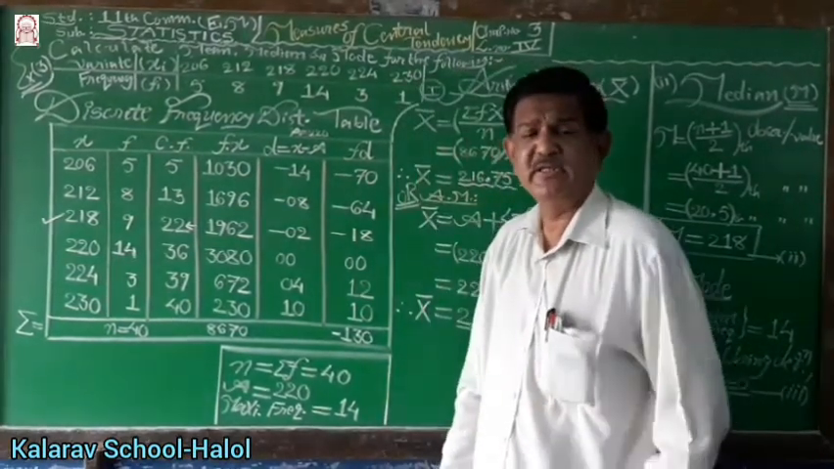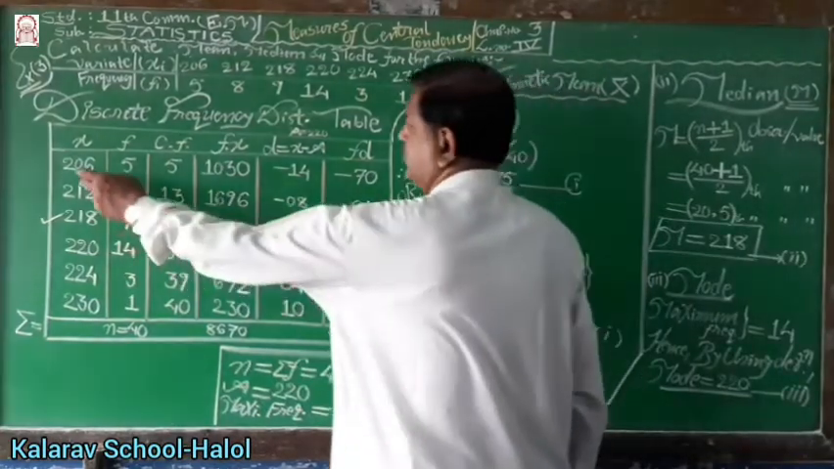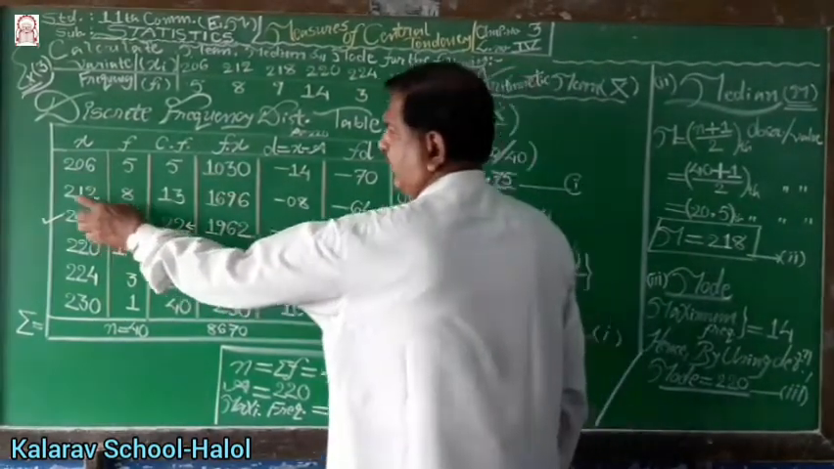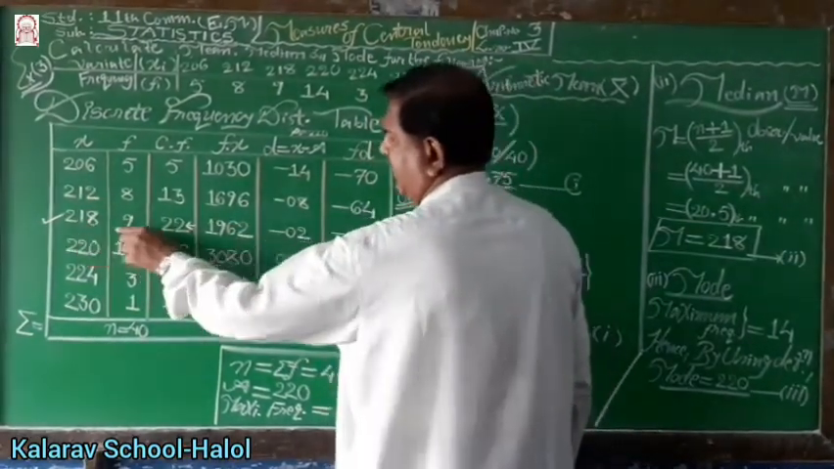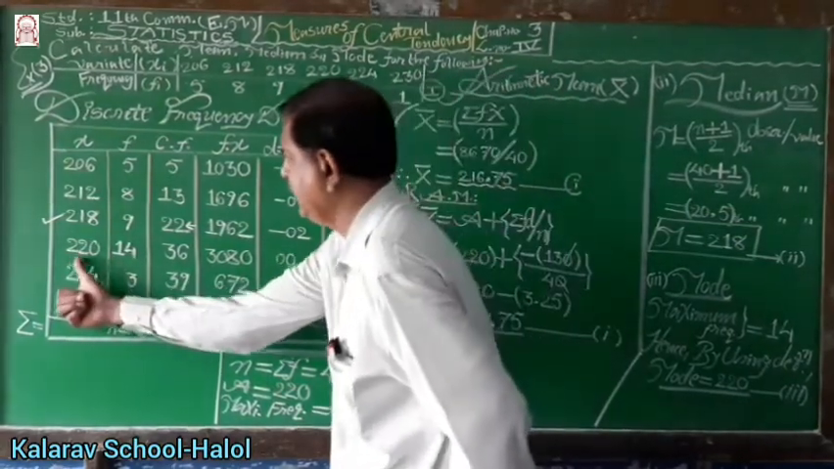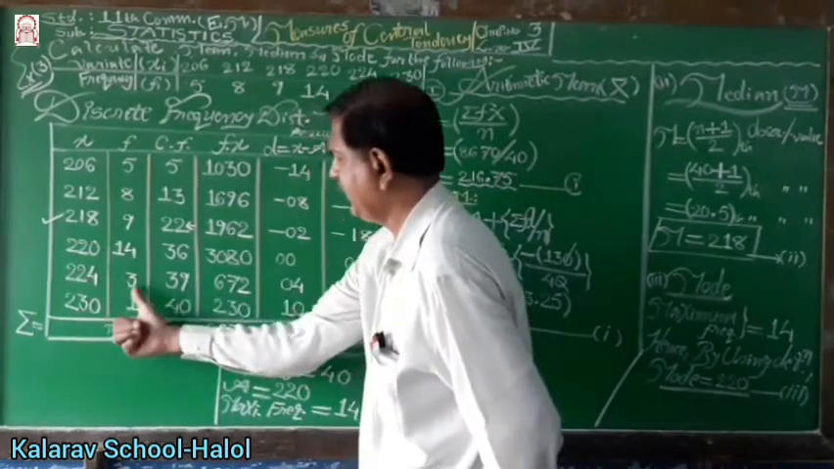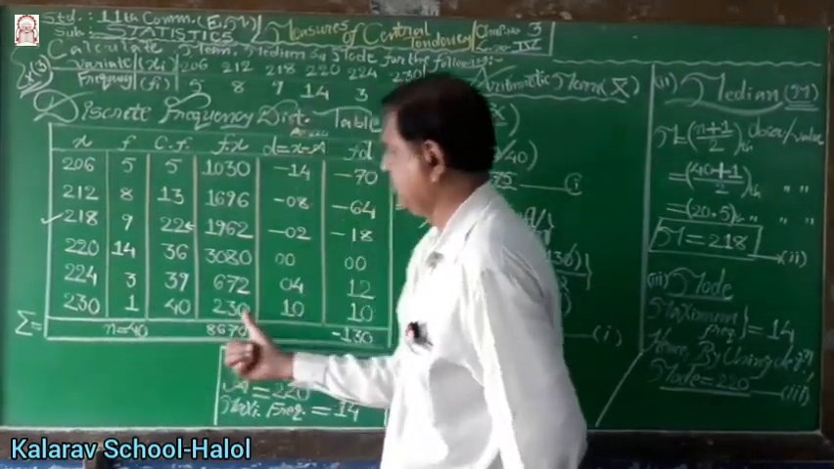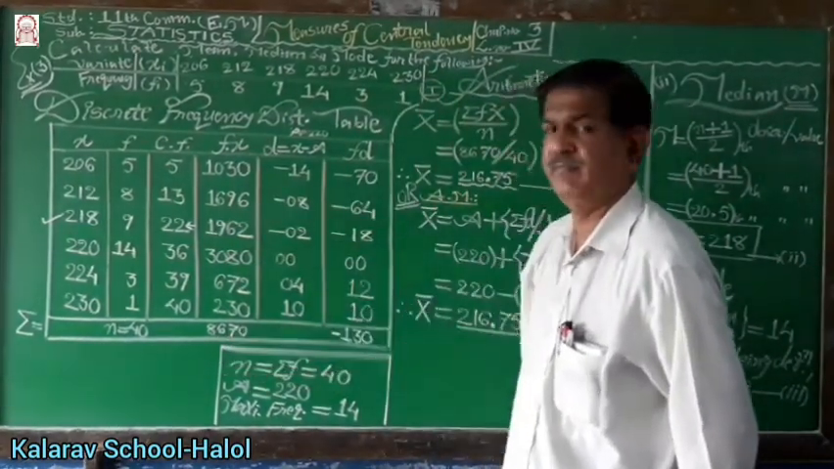Then product means multiplication of F and X. F into X: 206 multiplied by 5 is 1030. 212 multiplied by 8 is 1696. 218 multiplied by 9 is 1962. 220 into 14 is 3080. 224 multiplied by 3 is 672. 230 multiplied by 1 is 230. And the total of fx is 8670.